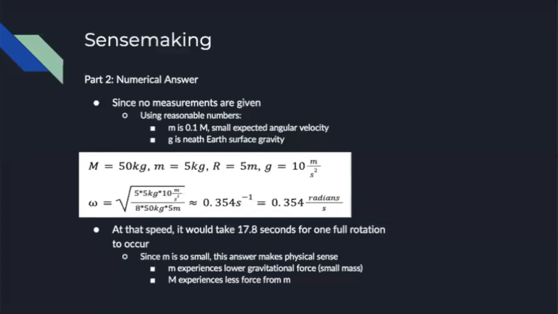For R, we set that equal to 5 meters, and gravity was set to near surface gravity, since it can be assumed that this is happening on Earth. And then for our masses, we set big M equal to 50 kilograms, and then little m equal to 1/10 of that, or 5 kilograms. Plugging in those numbers, we get the rotational velocity of the pulley is 0.354 radians per second. And at that speed, it would take nearly 20 seconds for the pulley to complete one rotation. So this angular velocity does make sense given the values we plugged in, since it is a relatively long time for one rotation to occur.